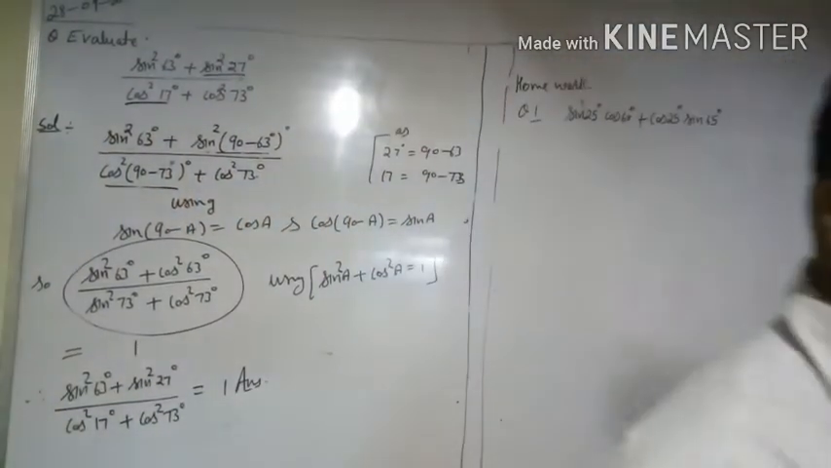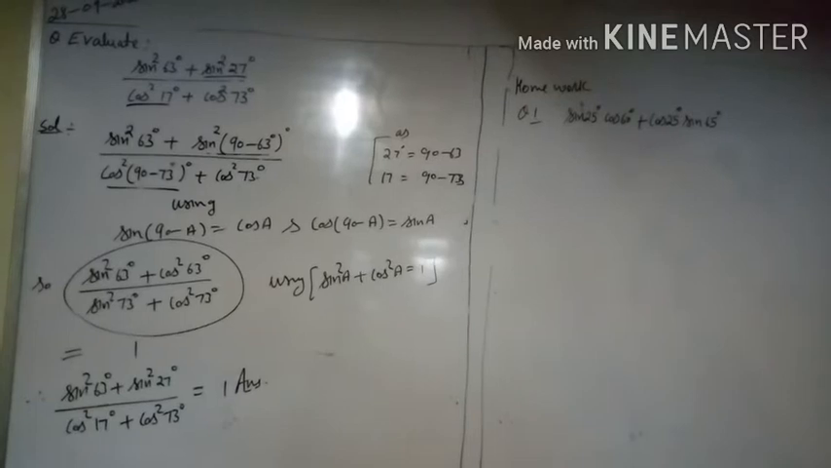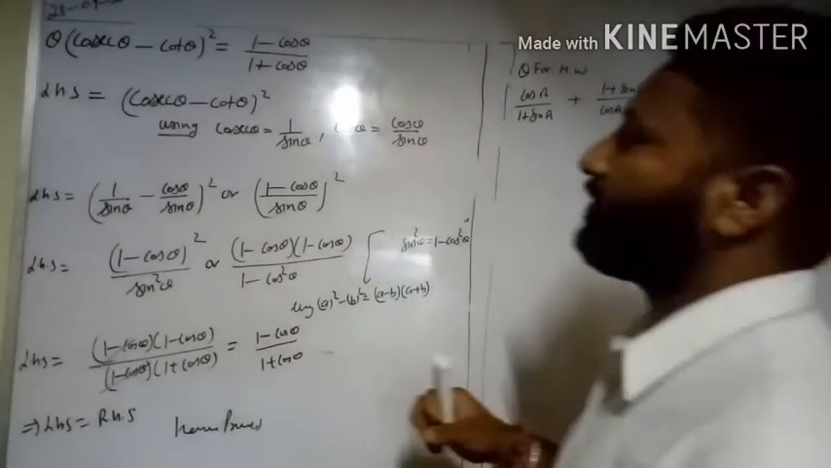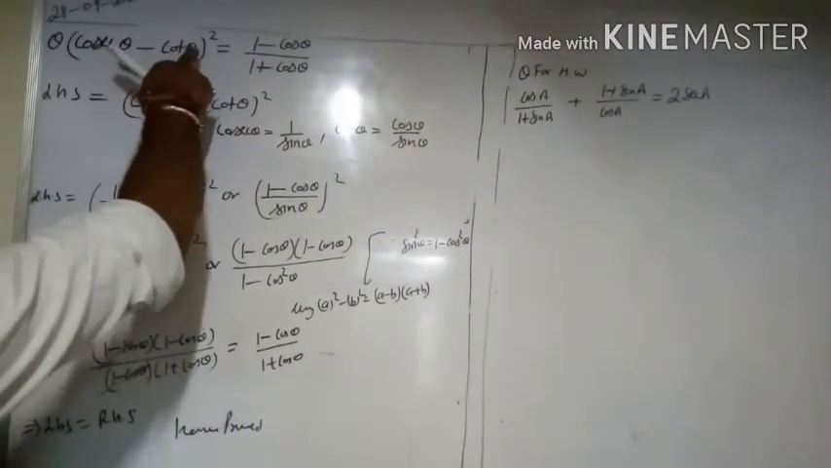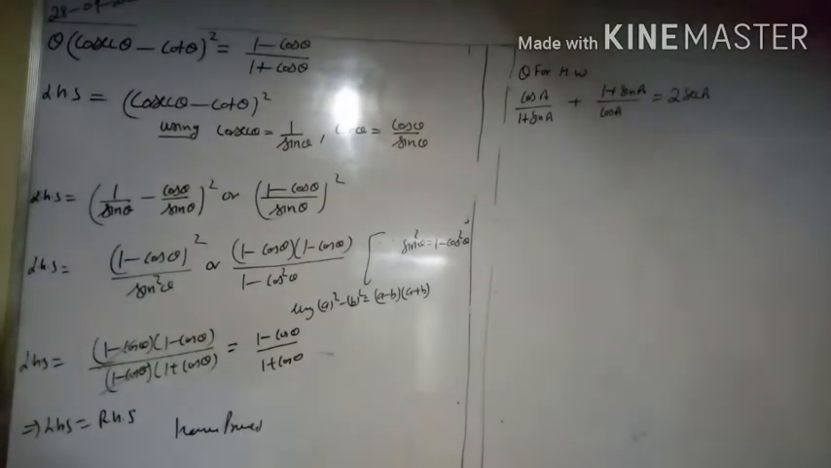So now the next type of question I'm taking here is, in this question we have to prove (cos theta minus cot theta) whole square is equal to (1 minus cos theta) upon (1 plus cos theta).